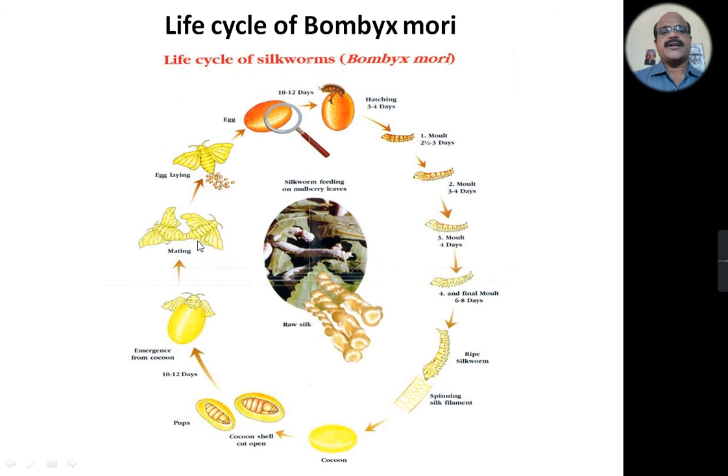Then again these adult moths become sexually matured and mate, and then soon after mating, the female silk moth goes to the next new life cycle, lays the eggs, and the life cycle continues. So this is the life cycle of Bombyx mori. I hope you all understood well.